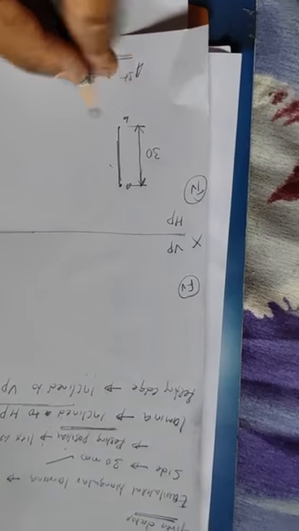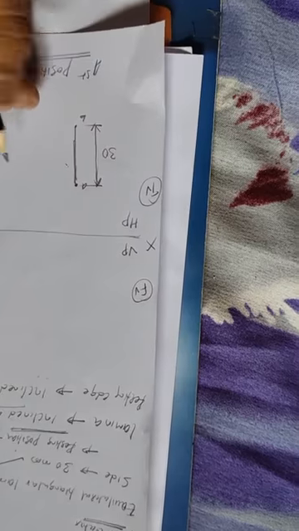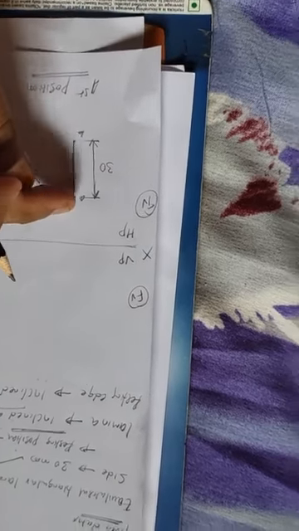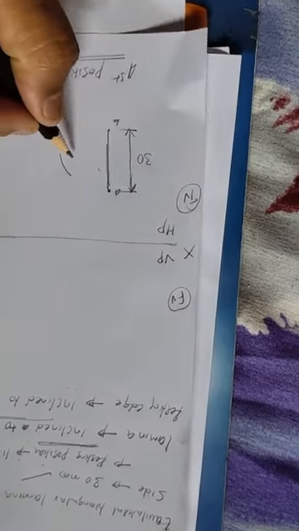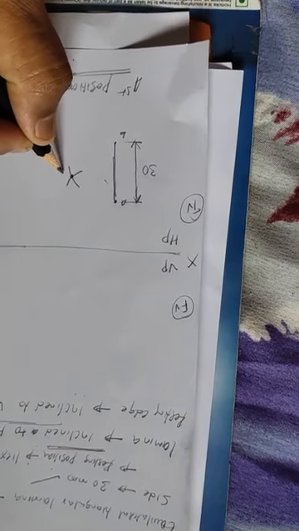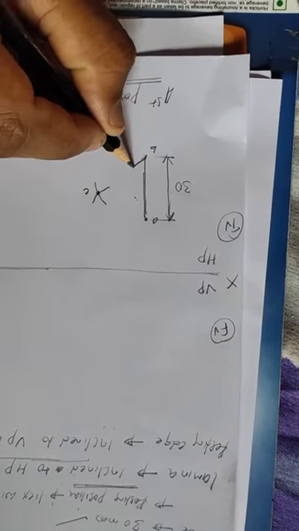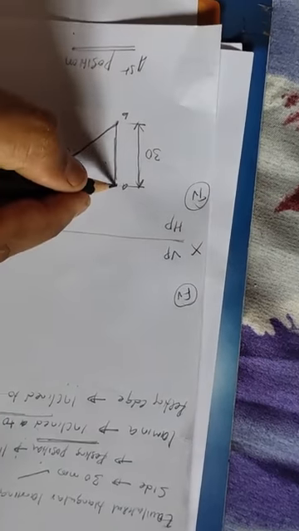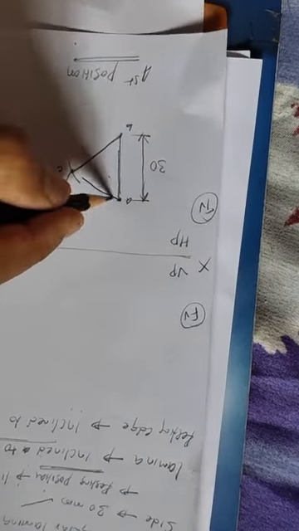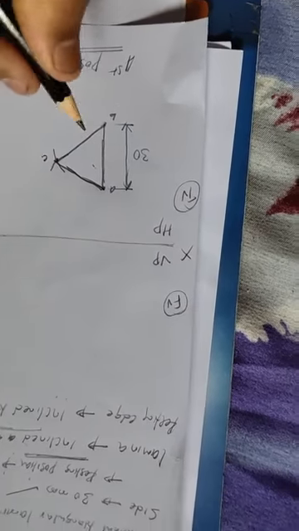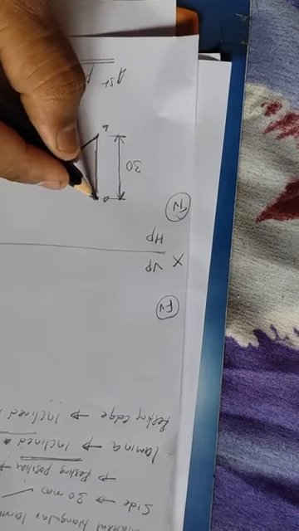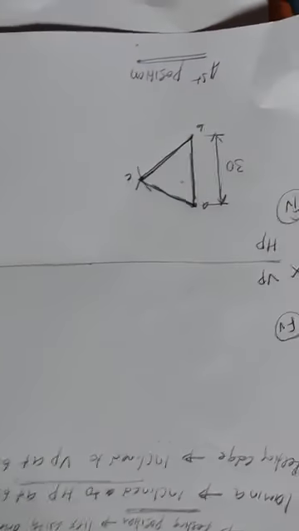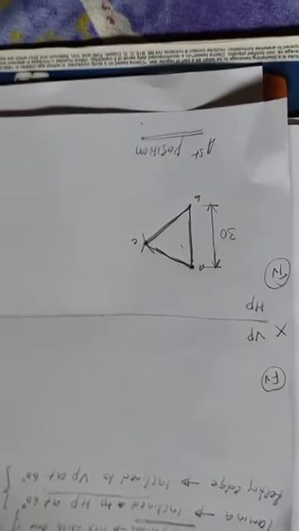Now through the compass, B is the center, BA is the radius, then draw an arc. Then A is the center, AB is the radius, and draw one more arc. The intersection point is called C. Then join BC and AC. Now we will get an equilateral triangle. Make it thick. Now this is the first position, top view over.